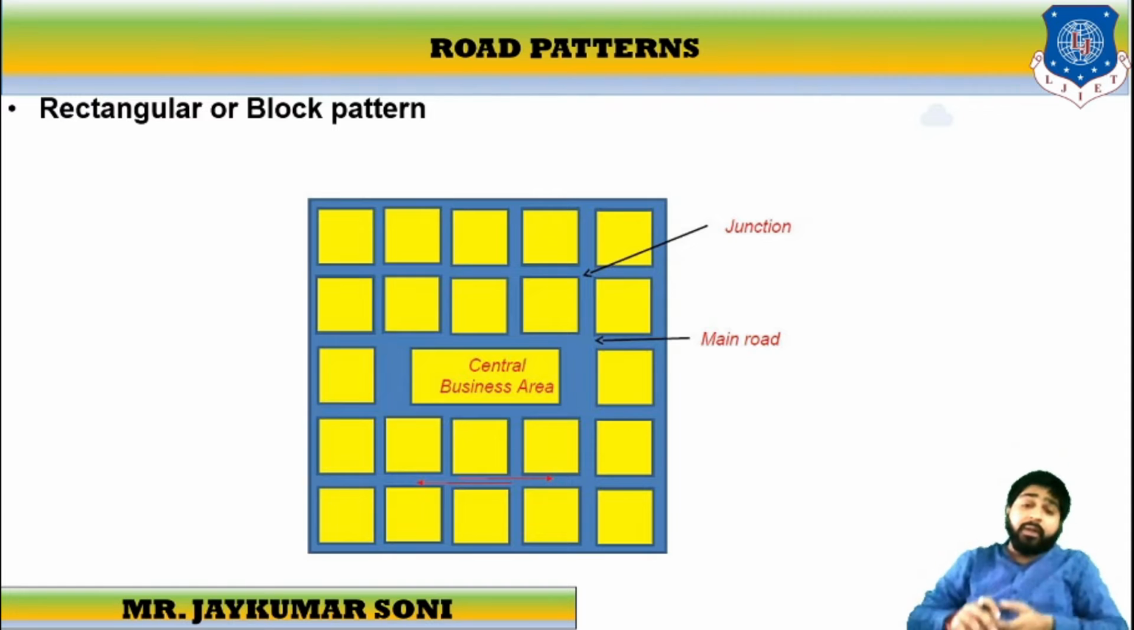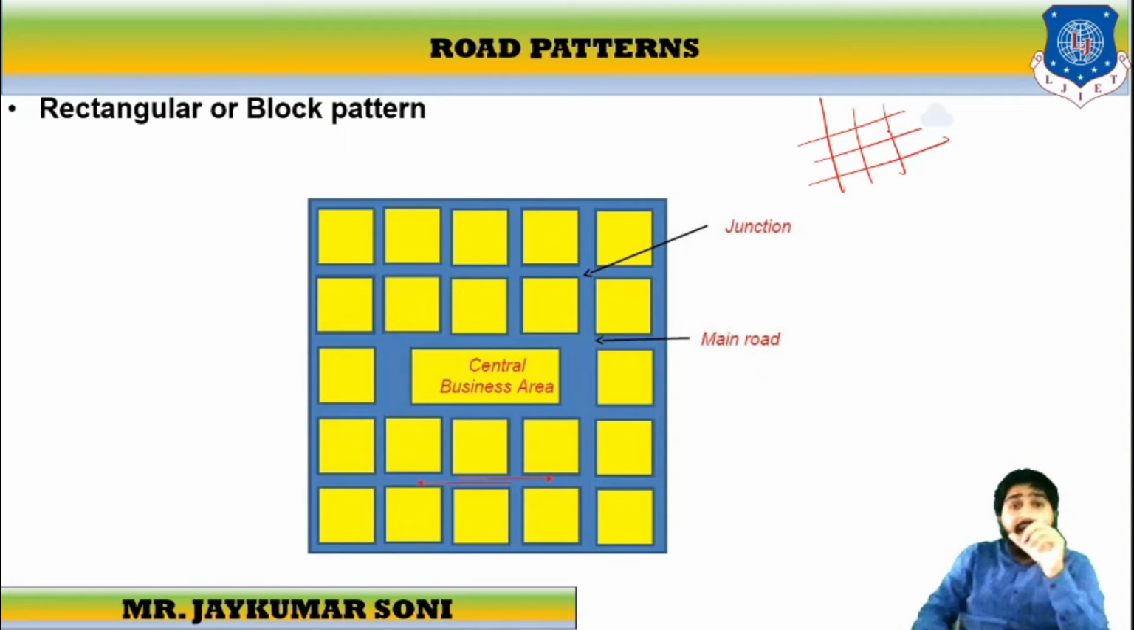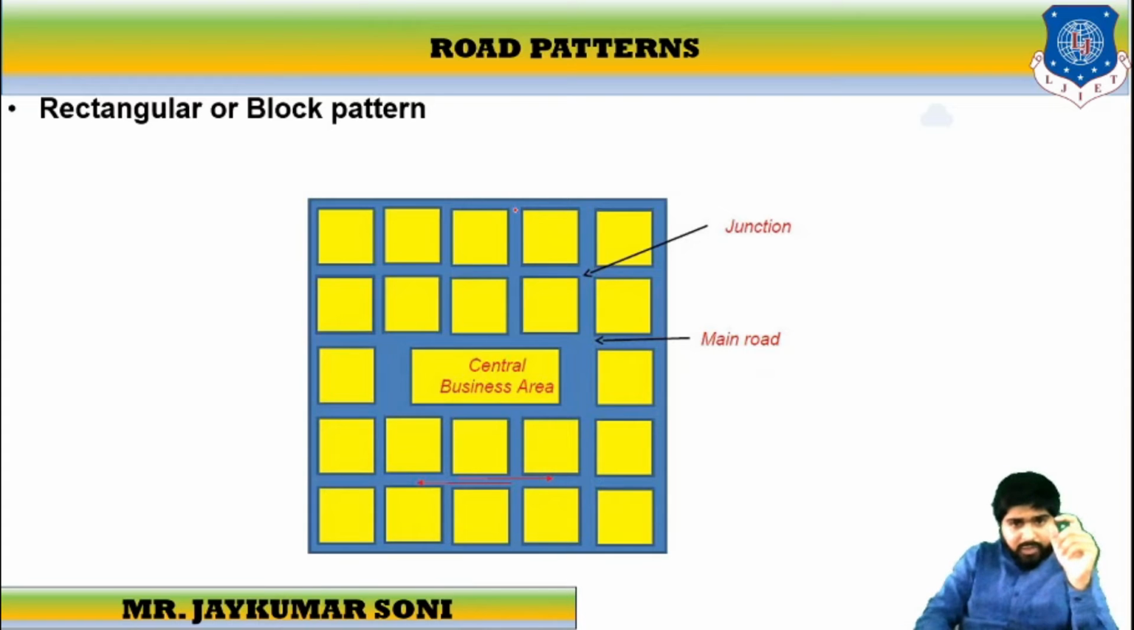So, if we discuss the rectangular block pattern, this is also called grid iron pattern. It is one of the most simple and easy to lay out patterns. Apart from having an even spread of traffic, you can see this is the even spread of traffic. This is the entire grid. This entire grid can facilitate the imposition of low traffic where it is necessary. So it becomes easy to handle the traffic situation. The basic pattern follows monotonous long streets. You can see these are the long streets.